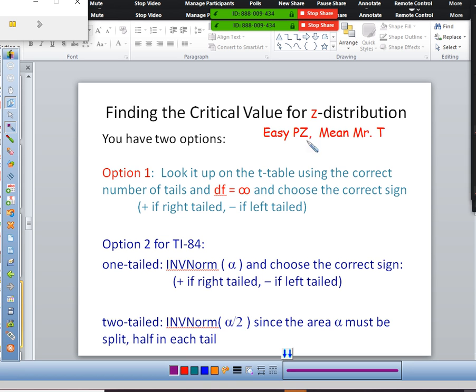So again, this is just a way to remember that. Easy peasy, which one has a Z in it? The easy peasy part. So that's my hint. That's just a mnemonic to help you remember that.